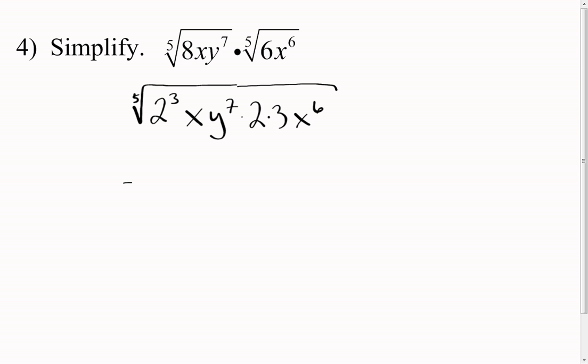Okay, so now if I group everything by term, I'm going to have 2 to the 4th, x to the 7th. Oops, I forgot the 3. Yes, I know you were saying it. I'm sorry, I couldn't hear you in the future.